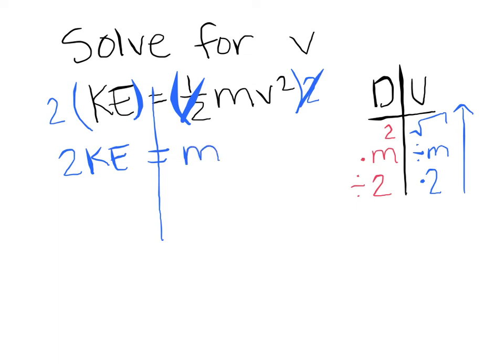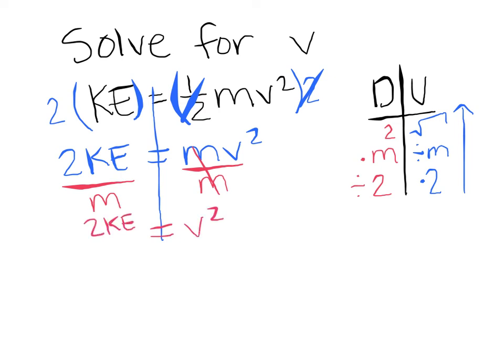So now I have 2 times the kinetic energy equals, well, that 1/2 and timesing by 2 cancel each other out, mv squared. So now if we look at our undo chart, the next thing we need to do is divide by m. So dividing both sides by m. M over m is 1, and we have v squared left over on that side. And we have 2KE, kinetic energy, over m left on the left side.